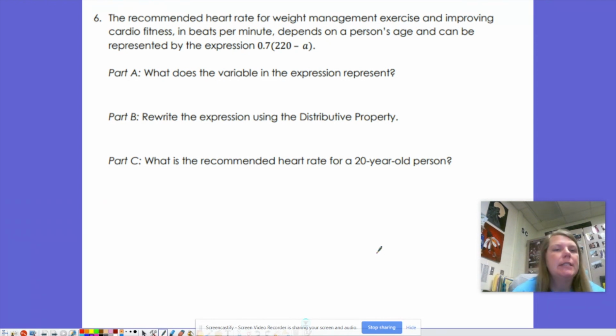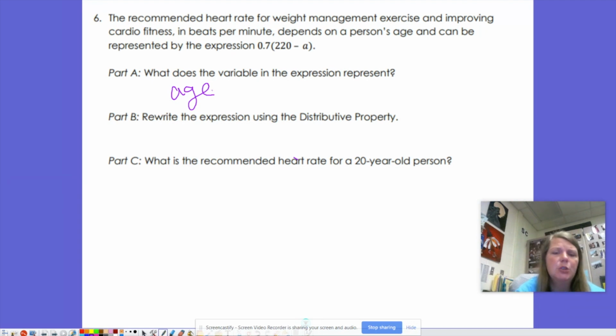Number 6 says the recommended heart rate for weight management, exercise, and improving cardio fitness in beats per minute depends on a person's age and can be represented by the expression 7/10 times (220 minus A). So part A asks, what does the variable in the expression represent? We're talking about the A, and that A is going to represent age. So however old you are, you could substitute that in for that variable.